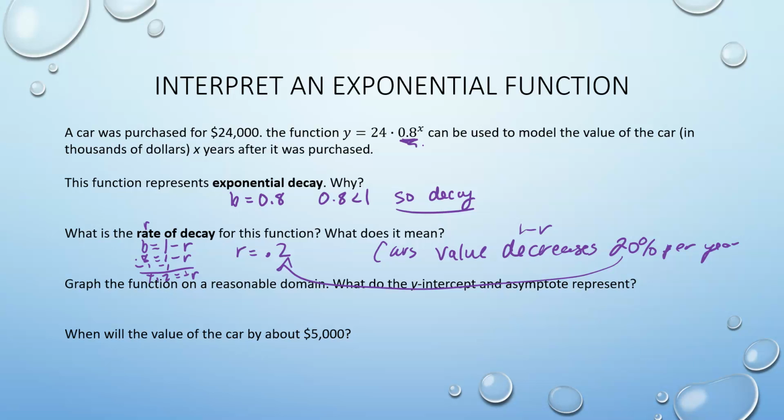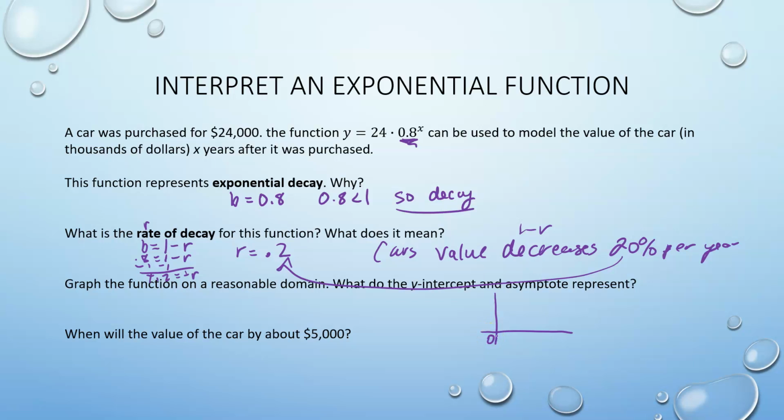All right, next they say, graph the function on a reasonable domain. What do the y-intercept and the asymptote represent? Well, again, I could actually sketch this picture without my graphing calculator. In just a second, I'm going to go to the graphing calculator to answer the last question, and so we'll do this there. Now, reasonable domain, though, I can't have negative values, both for time and money.